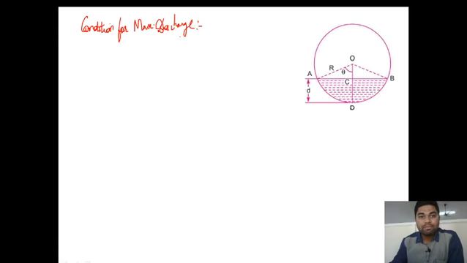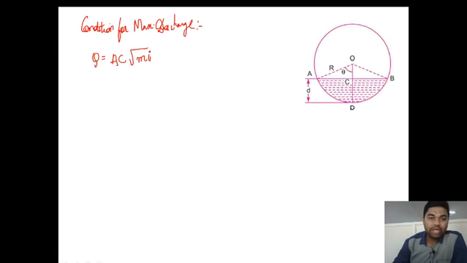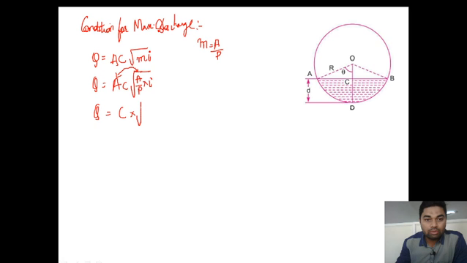Condition for maximum discharge. According to Chezy's formula, discharge can be given as Q is equal to AC under root mi. Similarly, we know that m is equal to A by P. Substitute into it, Q is equal to AC under root A by P into i. Take this A inside the root. So it becomes Q is equal to C into under root A cube by P into i.